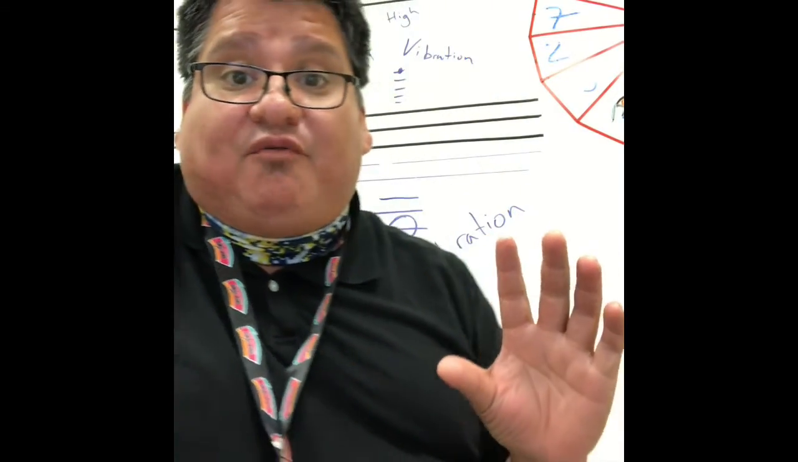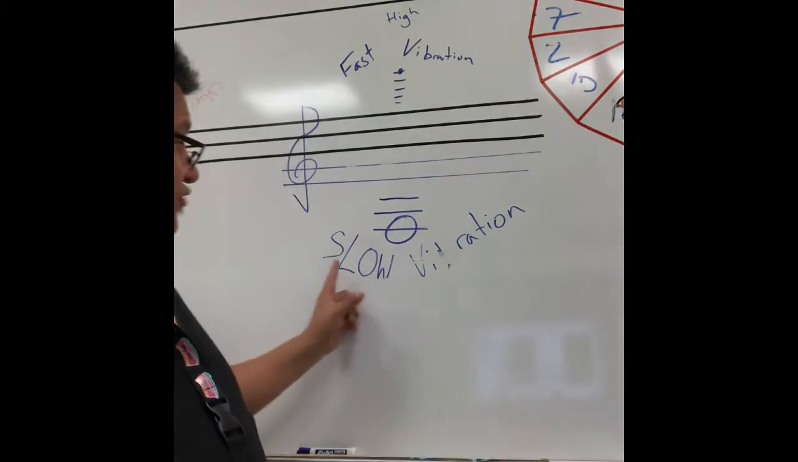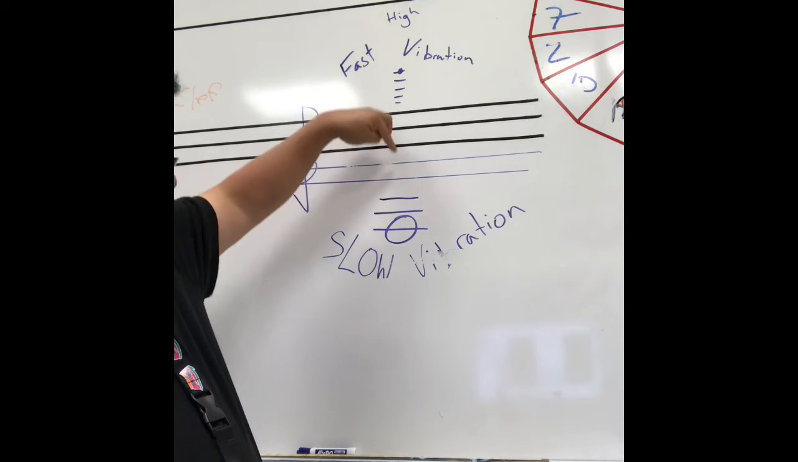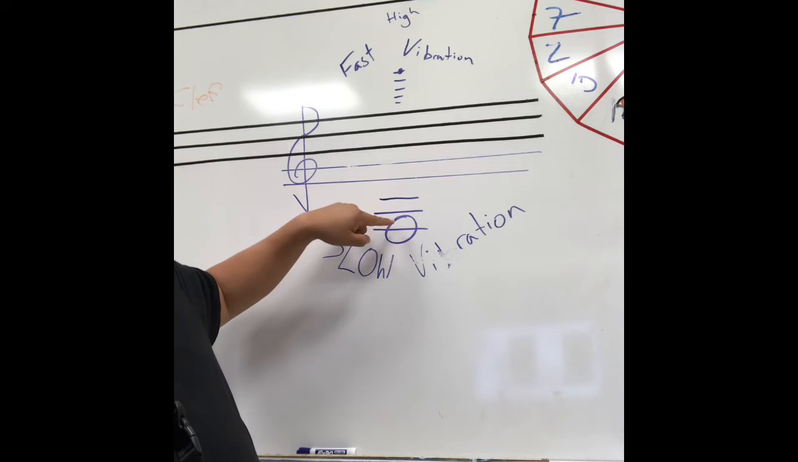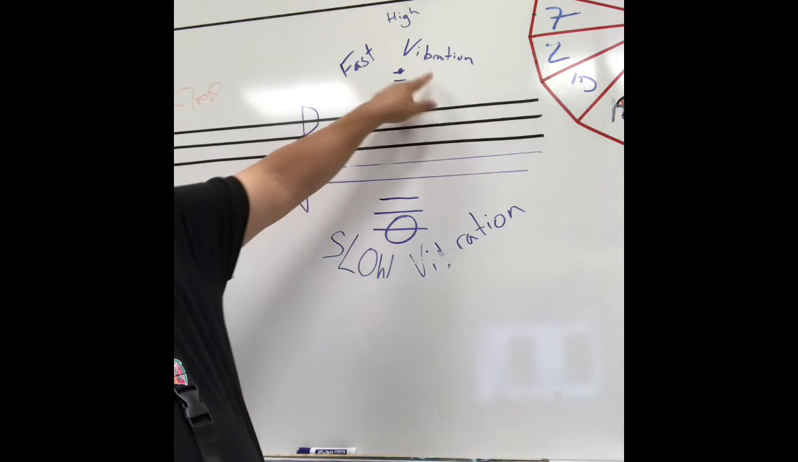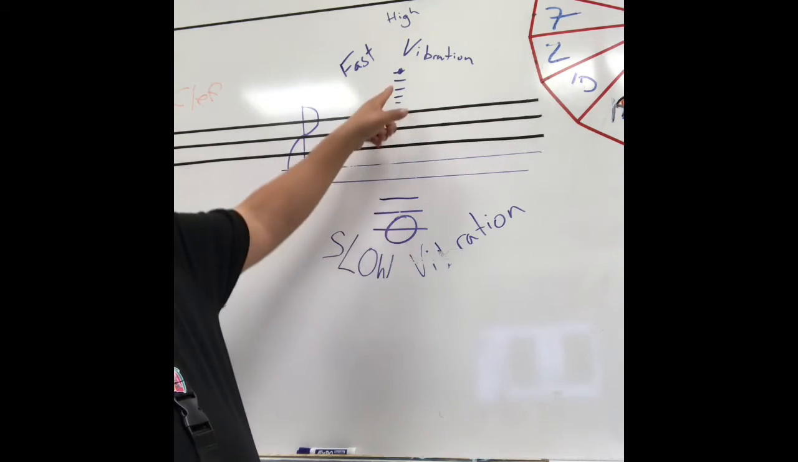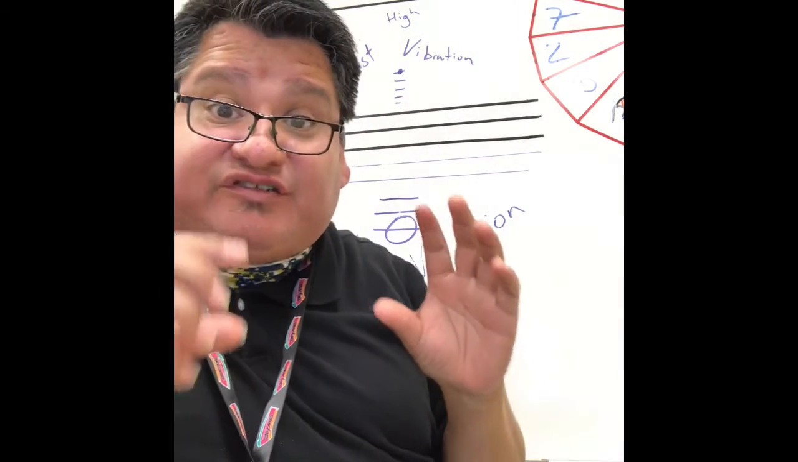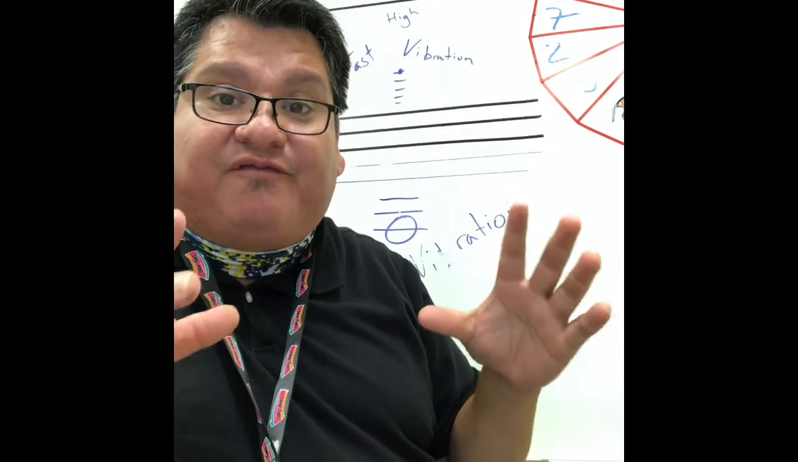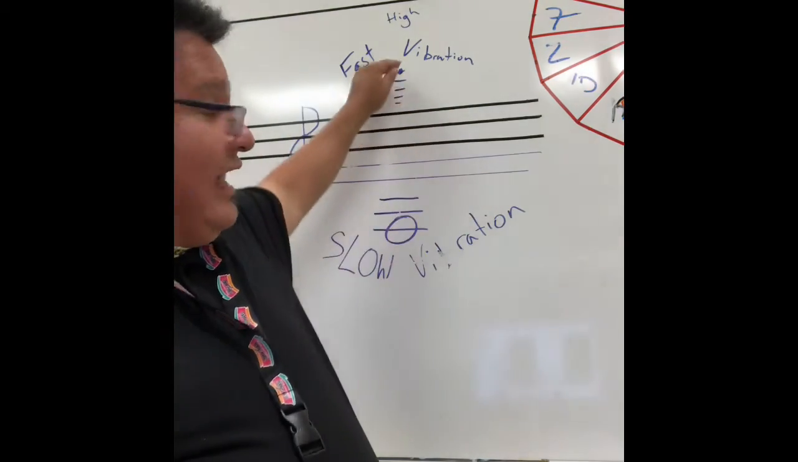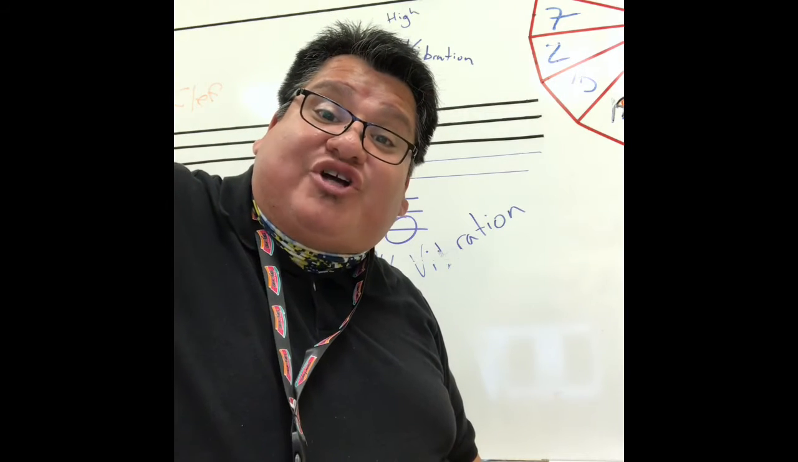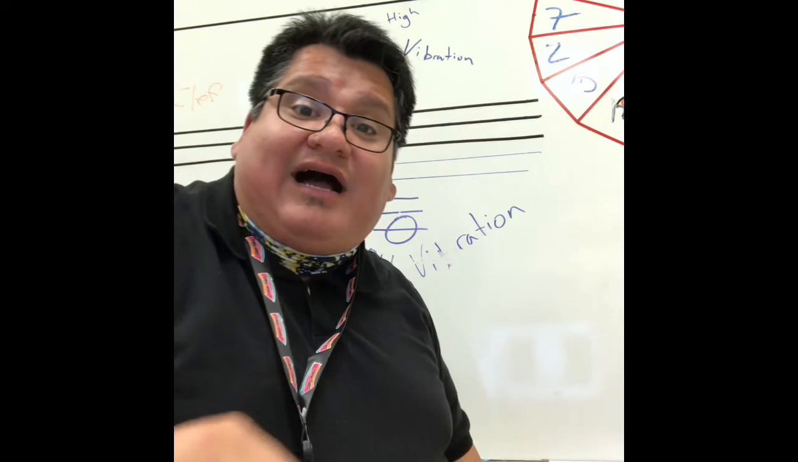So remember, if something is vibrating slow, it's a slow vibration, then it is making a low sound way down here. If it is a fast vibration, then it is making a high sound. And remember, if the object is smaller, it vibrates faster, making a high sound, like a bird. A bird is small, and they chirp really, really high notes.